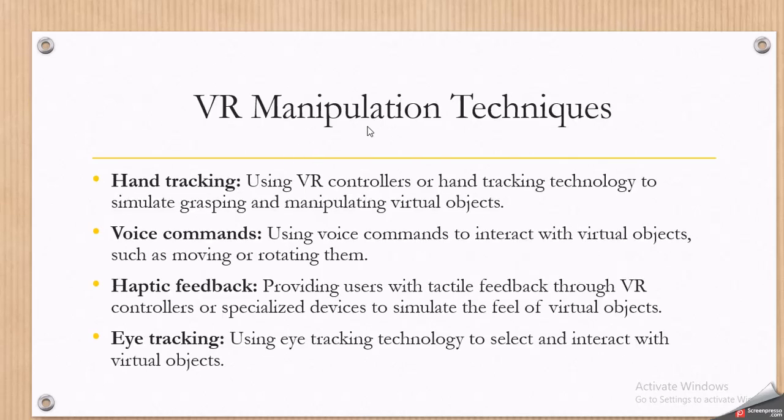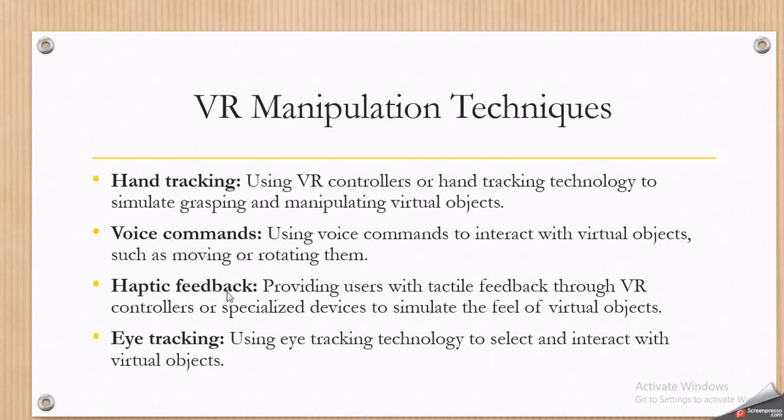Next are VR manipulation techniques. The first is hand tracking, to simulate grasping and manipulate virtual objects. According to hand movements, the objects will keep manipulating. Next, we can even give voice commands: using voice commands to interact with virtual objects, such as moving or rotating them.